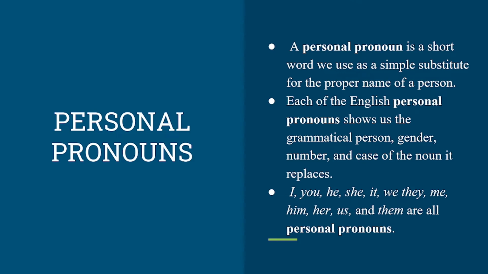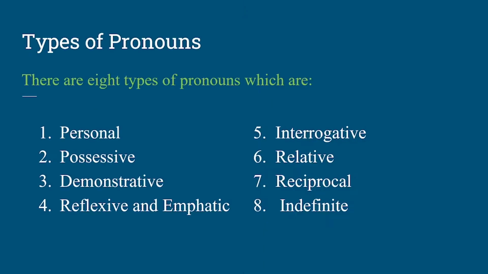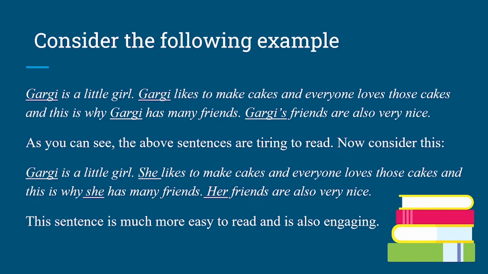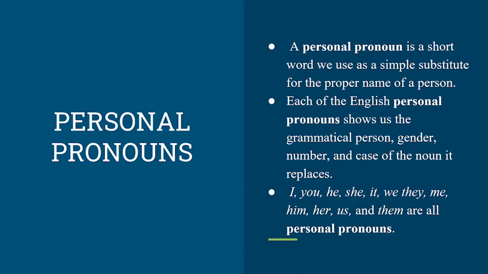Let us go back to the first slide. Like you can see in this sentence, Gargi is a little girl. She likes to make cakes and everyone loves those cakes. Here, she and her, they are personal pronouns. So I hope everybody is clear with the concept of personal pronouns.